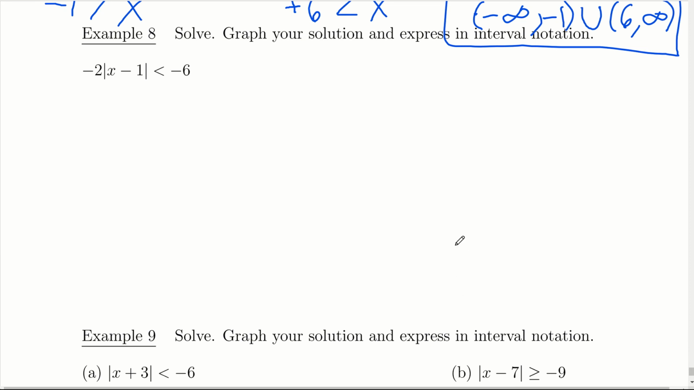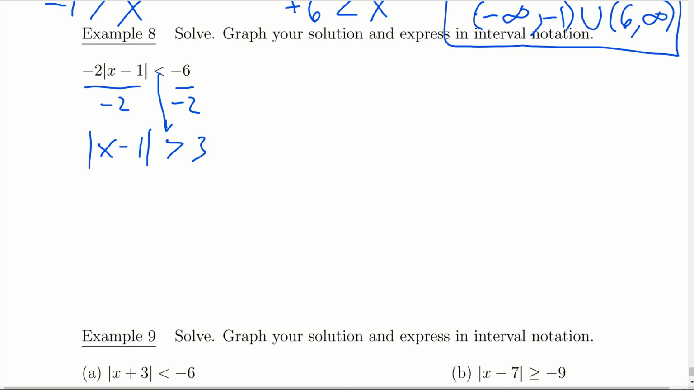We have one more to look at. Let's take a look at example 8. Once again, to get started, we want to get the absolute value by itself. So we're going to divide both sides by -2. Dividing by a negative is going to change the direction of the inequality. So we now have the less than turns into a greater than. -6 divided by -2 is going to be +3.